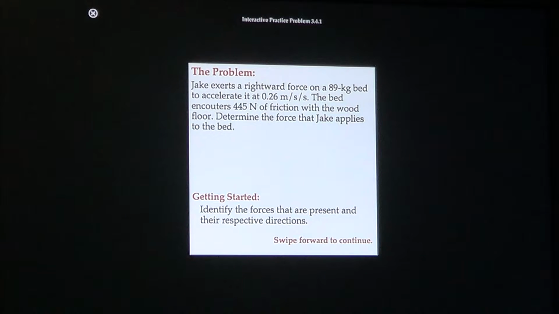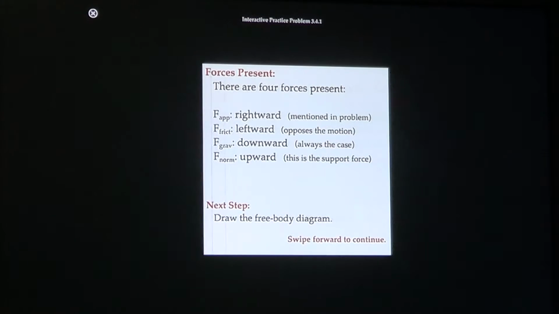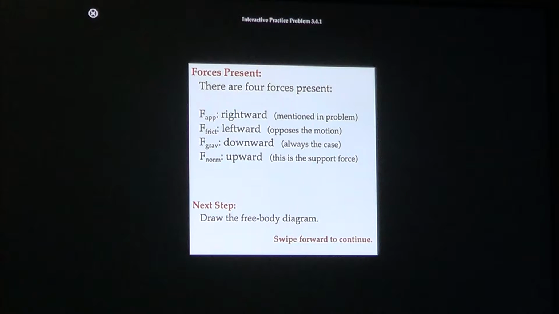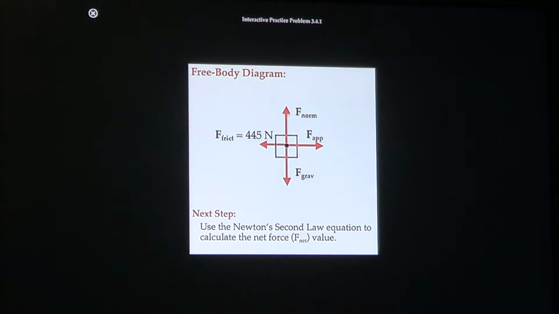Okay, very good. So you have the applied force that will be going to the right, the friction that will be going to the left, and then you have the normal force and the gravity force. And you already drew the free body diagram. It should look like that, which I think all of yours did. Okay, very good. So what do you have to do next in order to figure out what the net force is?